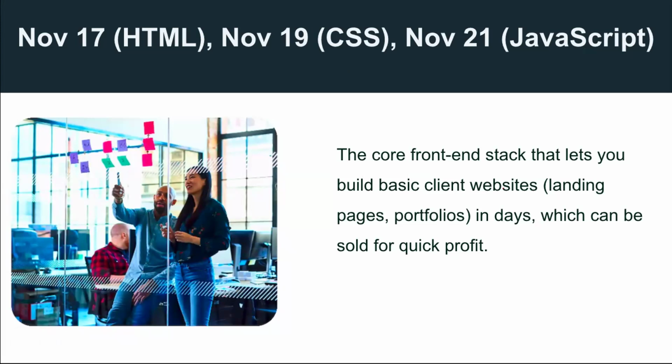So these 3 things, HTML, CSS, and JavaScript, are called the front-end stack that lets you build a basic client website. When we say client website, it simply means a website without a database. It doesn't have any database, so there's no backend. So things such as landing pages and portfolios, which you can use to generate quick profits. Those are the things we are going to be doing in our first week.